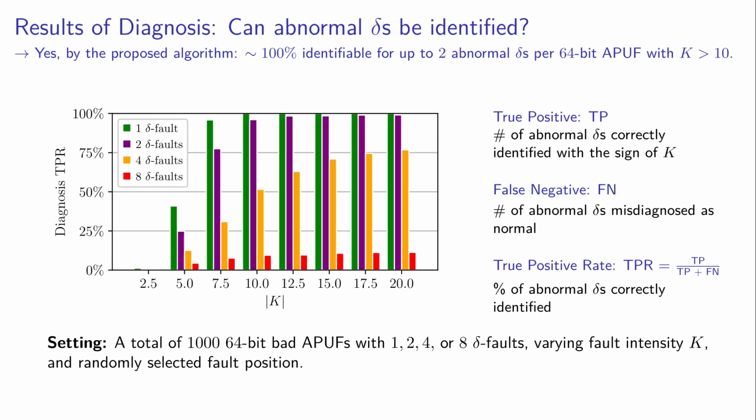The next simulation results are for the correct diagnosis of the exact abnormal delta position and sign. The setting is the same. While the number of exactly diagnosable abnormal deltas drops to about 2 per bad APUF, these have a diagnosis rate near 100% once K is greater than 10.